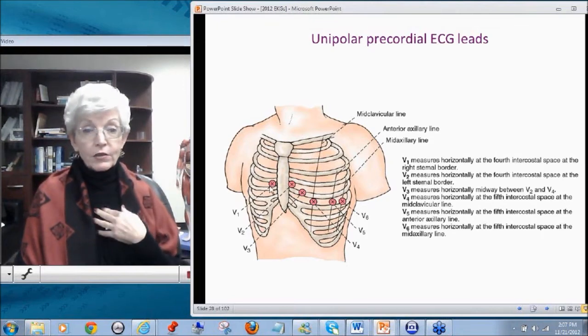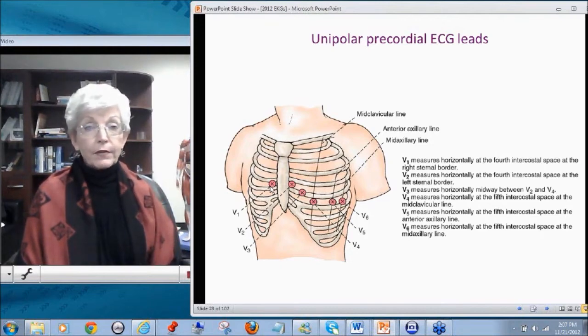So you really need to do that and practice on your family members and patients and really do it to get it in the right spot, because deviation in the wrong spot can really cause a misreading of a 12-lead EKG. It can make a vast difference in the interpretation.